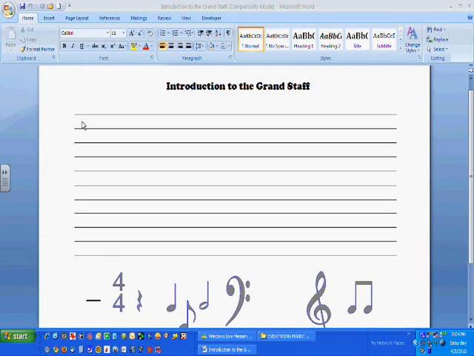Hello, this is an introduction to the Grand Staff. What this is about is figuring out what all these lines mean, how the Grand Staff works, and what all these symbols underneath mean.